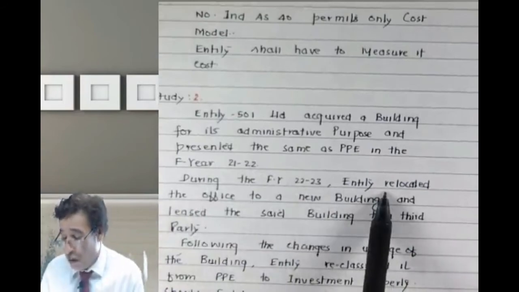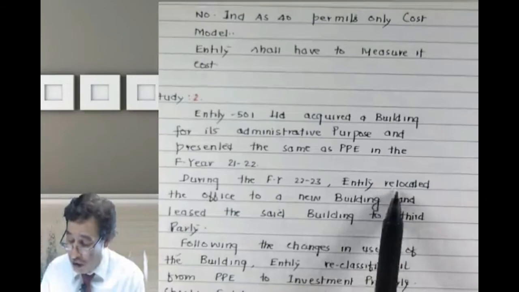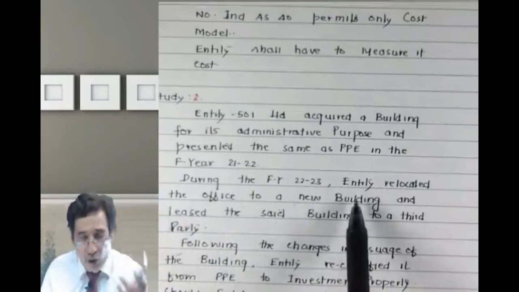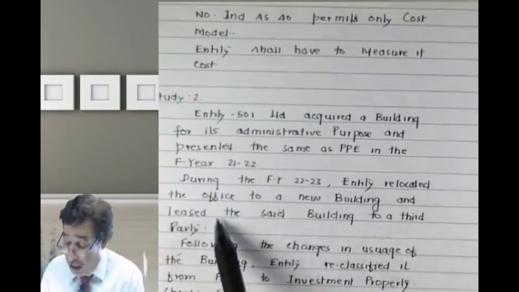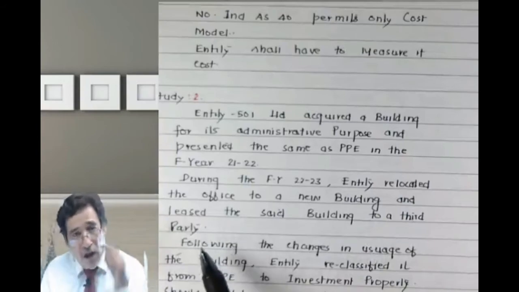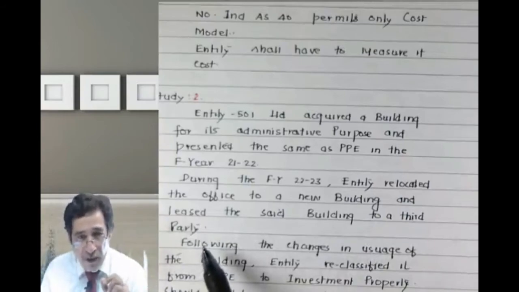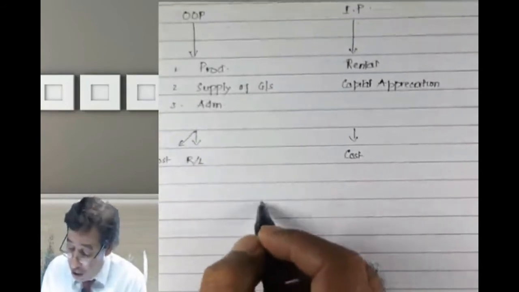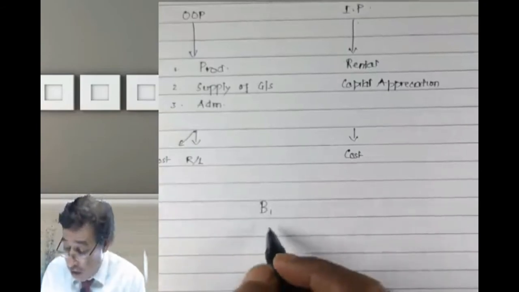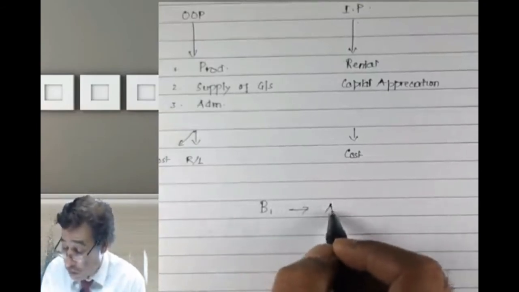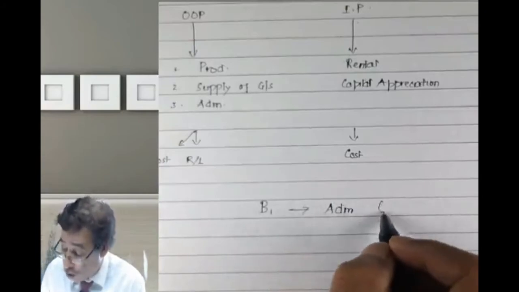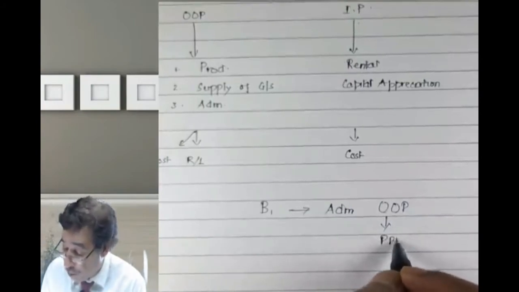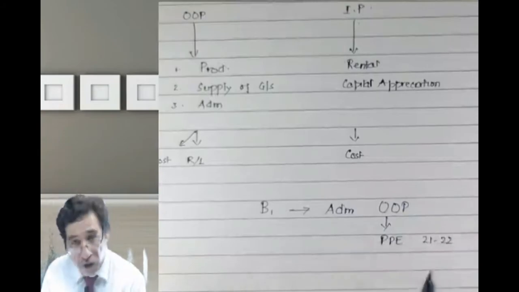So what happened? Now they changed their office. The entity relocated the office to a new building. Now they have gone to a new building. That means they have now left the old building, the earlier building, and leased the said building to a third party. Please try to understand it this way. It is given that the entity acquired a building first. Because this building was being used for administration purpose, this particular building was an owner-occupied property. And it is also given they have classified it as property, plant and equipment in the financial year 21-22, which is not wrong at all.